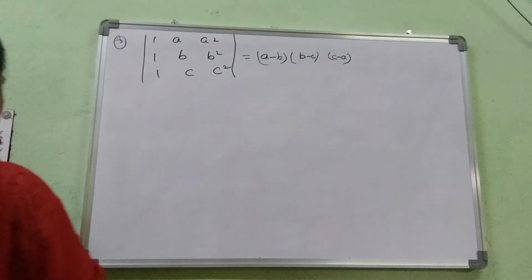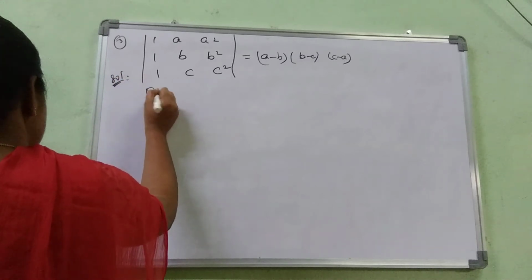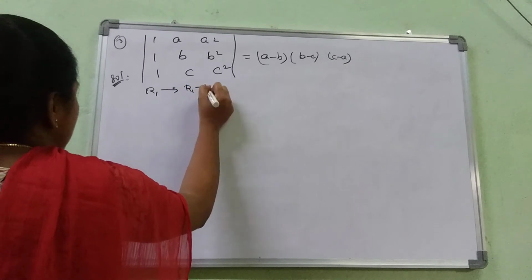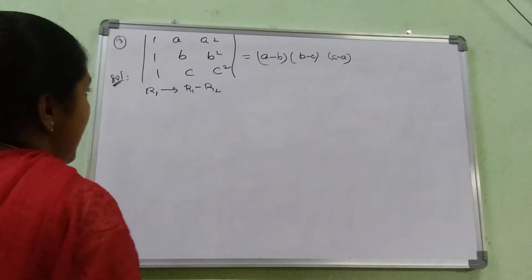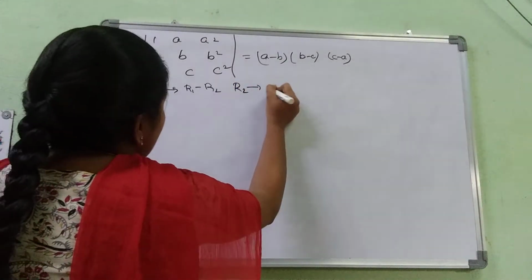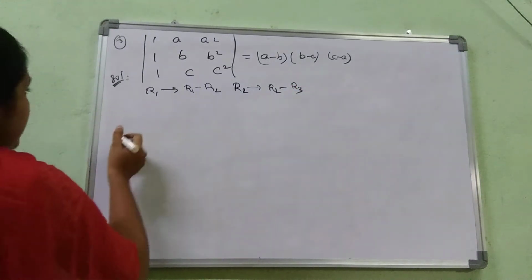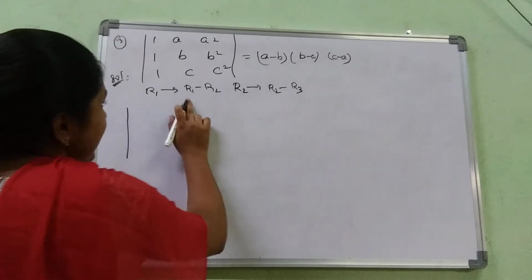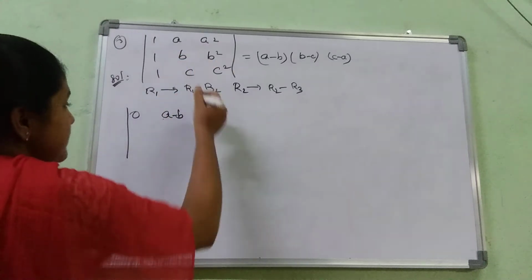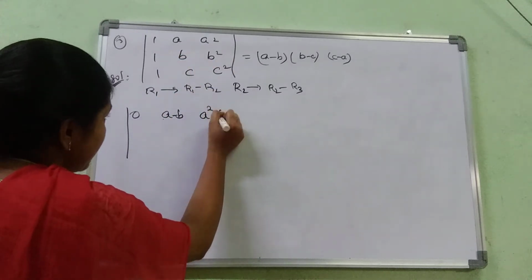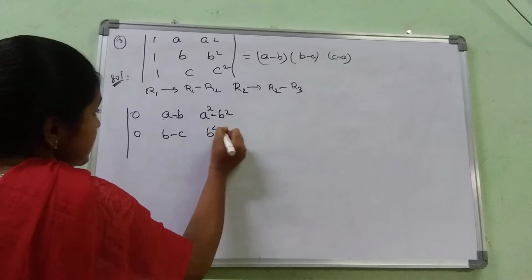So the way we need to find it is, first of all, I am doing row operations. The row operation is R1 implies R1 minus R2, and R2 implies R2 minus R3. So these are the two row operations I am doing now. Therefore the resultant matrix, with R1 implies R1 minus R2, will be 1 minus 1, 0, A minus B, A square minus B square. Next, 1 minus 1, 0, B minus C, B square minus C square.